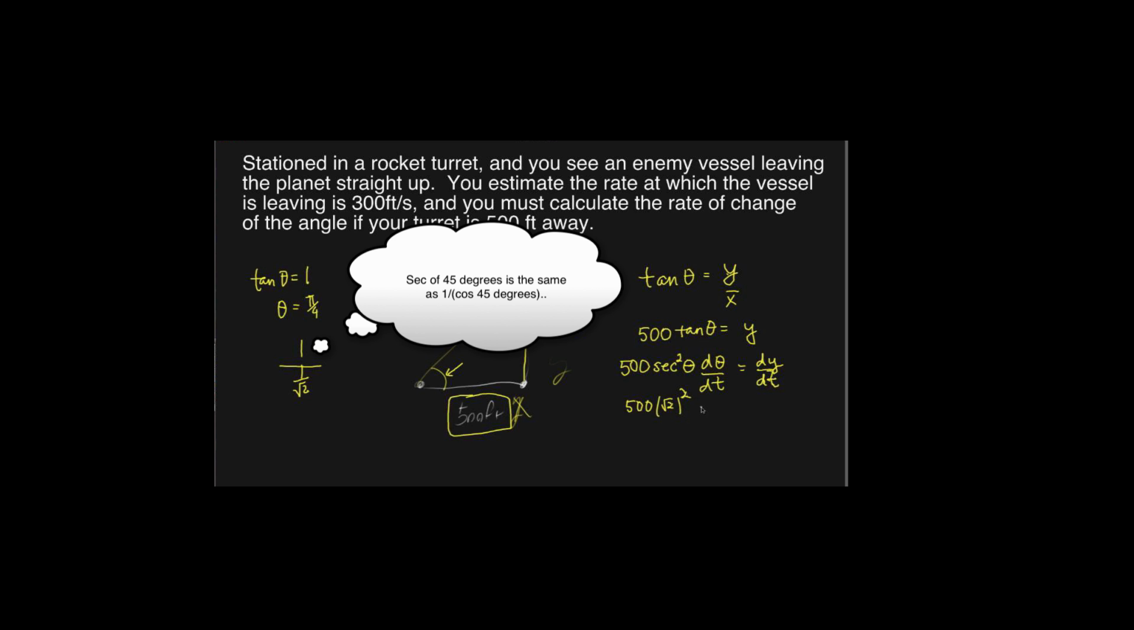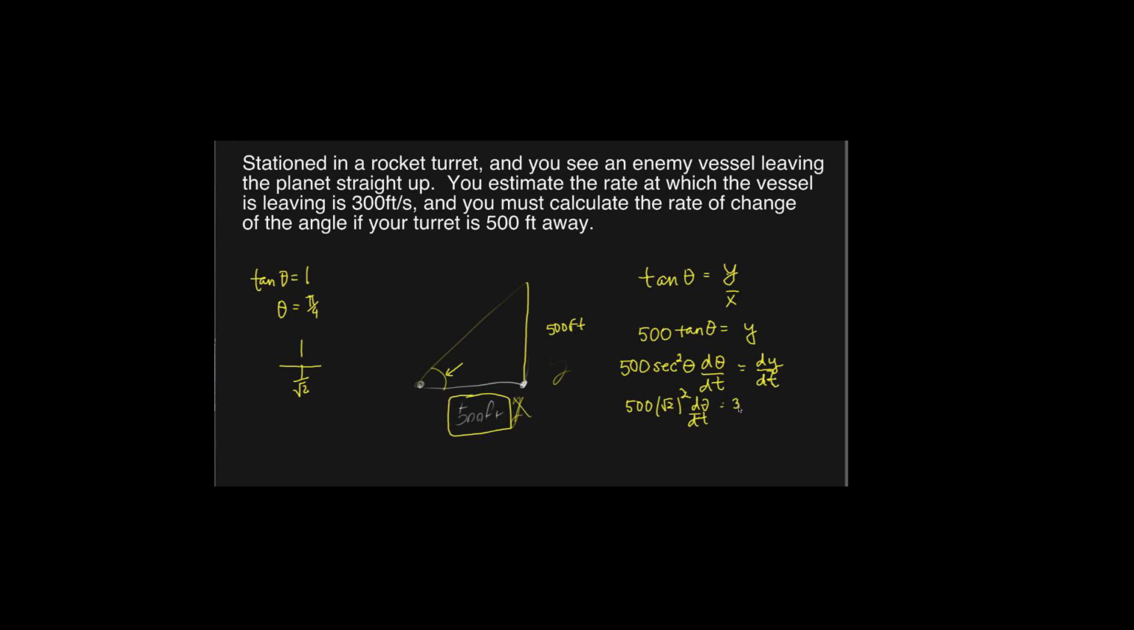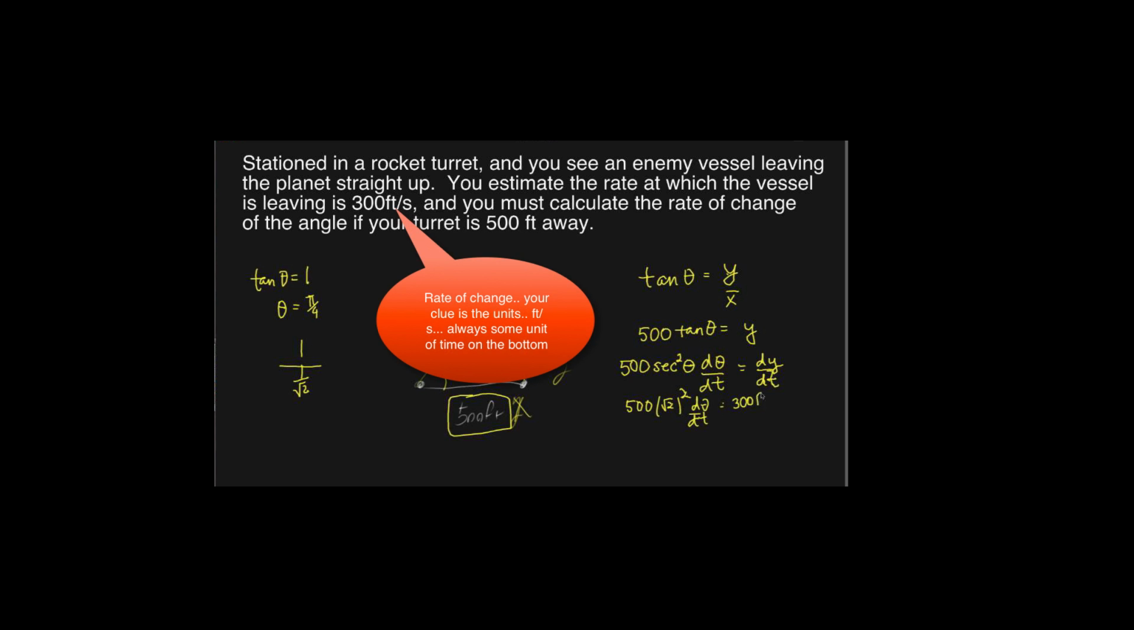We're looking for d theta dt. And what is dy dt? That's your rate of change. The vessel is leaving at 300 feet per second, so that would be dy dt. And your x isn't changing. That's why we plugged it in earlier. So you just have dy over dt. When you divide and solve, you get d theta dt. Square root 2 squared is going to be 2, so 300 over 1,000. So 3/10? Yeah. And because it's an angle, we put radians per second because the feet cancel.